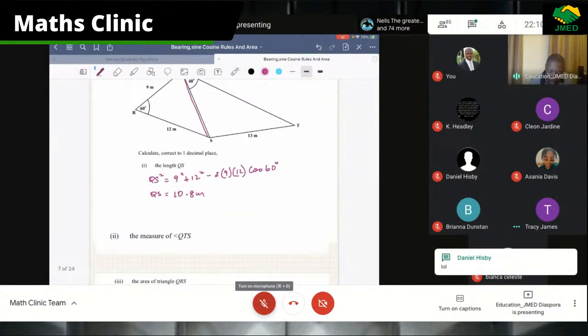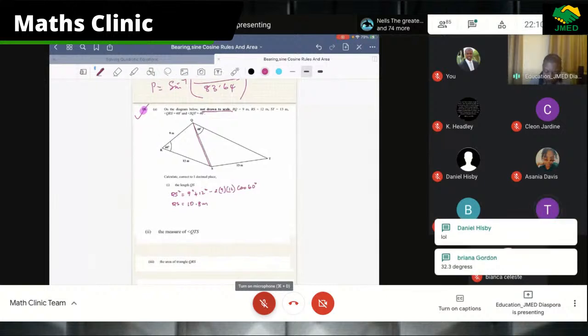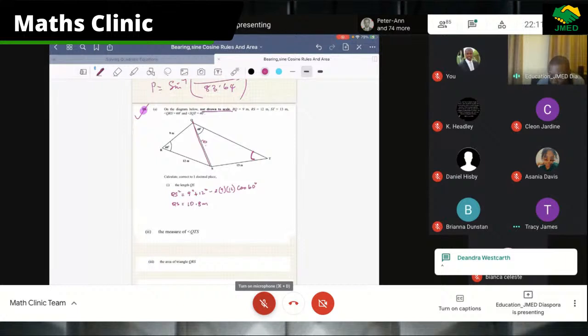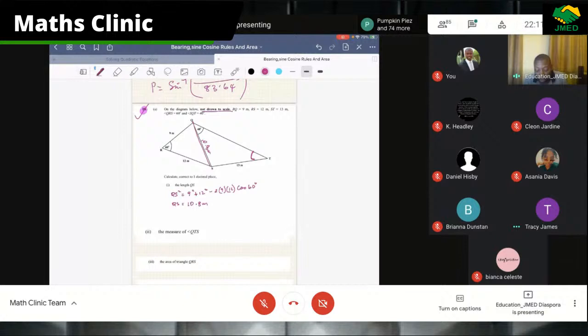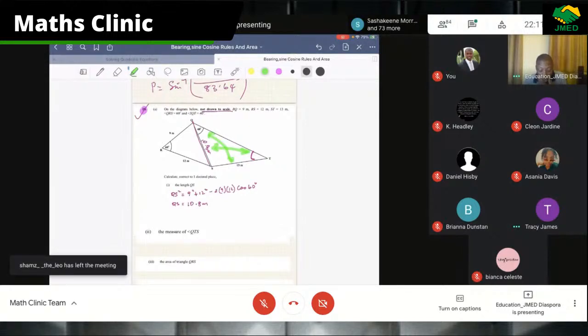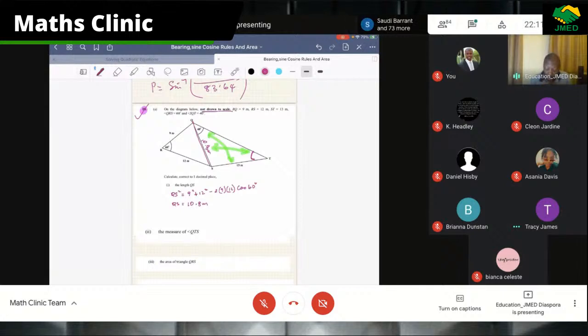Then it asks us to find the measure of QTS. So that's this angle we need to find. But we have just found this, so it is 10.8 meters. So I'd slip that in. And right away you realize now that we've got a pair. We were given a pair. So we are working with pairs, opposites. So we know now that we are using the sine rule.